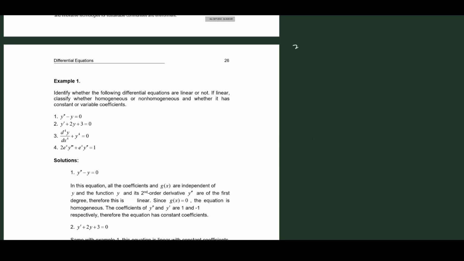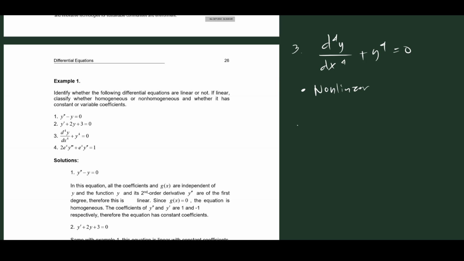Let's proceed to the third one. We have d^4x plus y to the fourth is equal to 0. As you can see here, we have the fourth order, and this is non-linear because of this y to the fourth. The fact that this is non-linear means we cannot proceed with the classification. So that is our answer for that particular example.